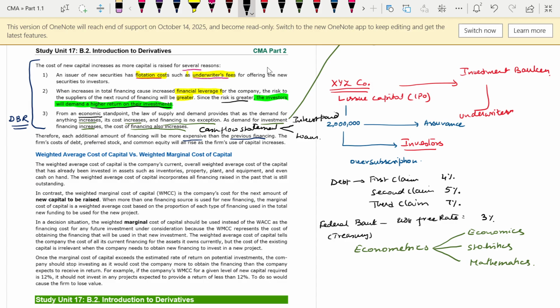Are you clear about this? Yes. Okay, these are very technical points. This is in between the lines. This is all in between the lines.